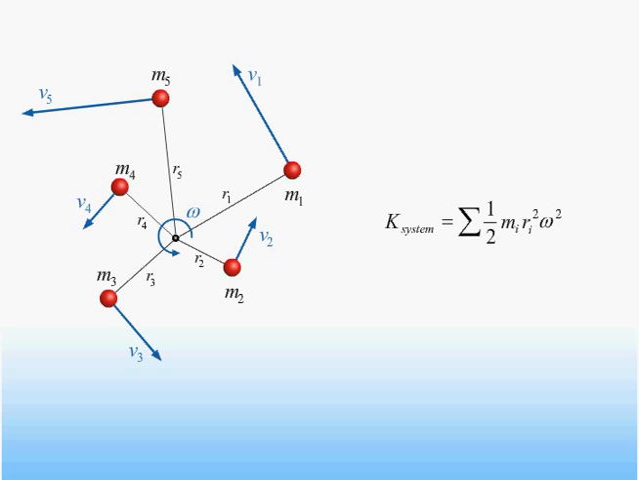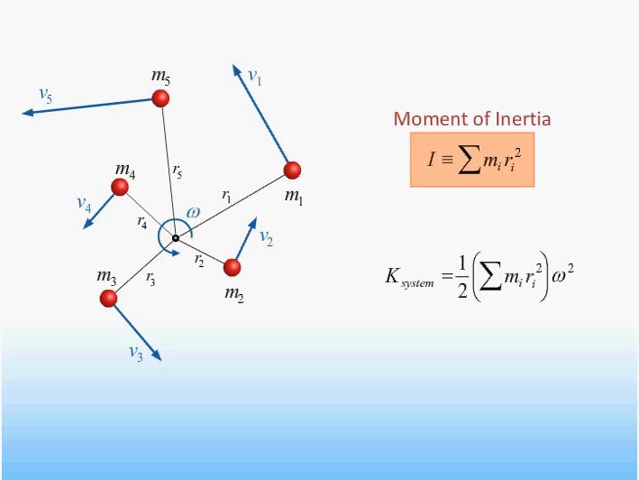Since this angular velocity is a constant, we can take it and the common factor of 1/2 outside the sum. We will define the remaining sum, namely the sum of the product of each mass with the square of its distance from the axis, to be the moment of inertia of the object about this axis, and will denote it with the symbol I. Note that the resulting expression for the kinetic energy of this object has the same form as the kinetic energy of a point particle. We have just replaced the velocity by the angular velocity and the mass by the moment of inertia.